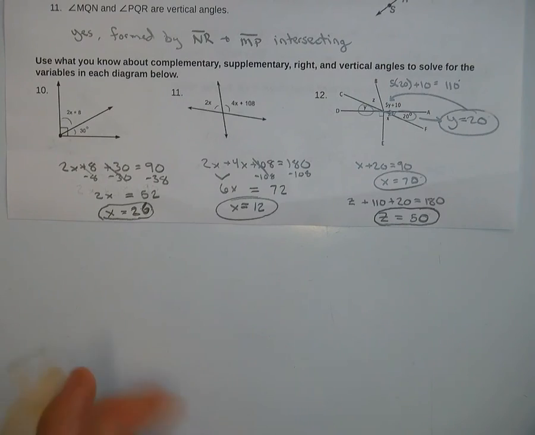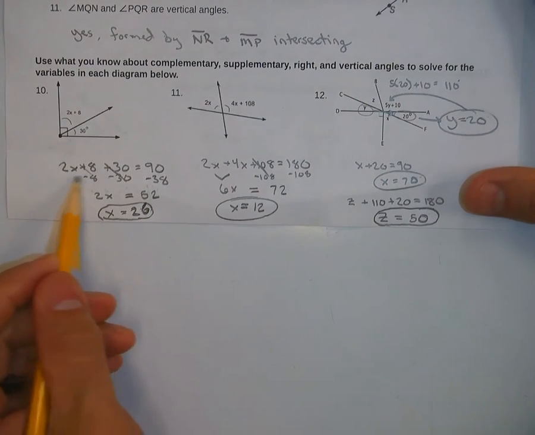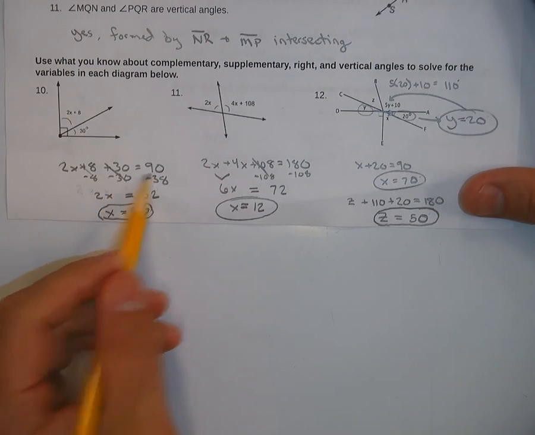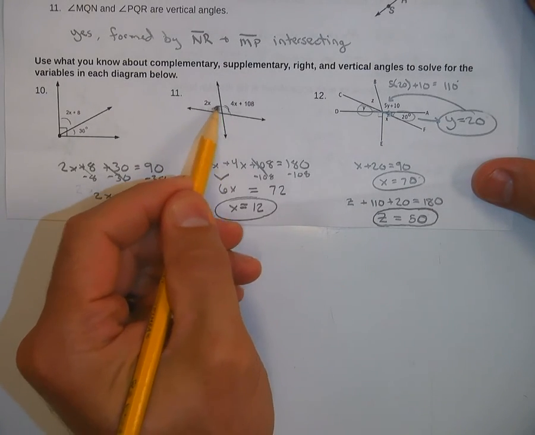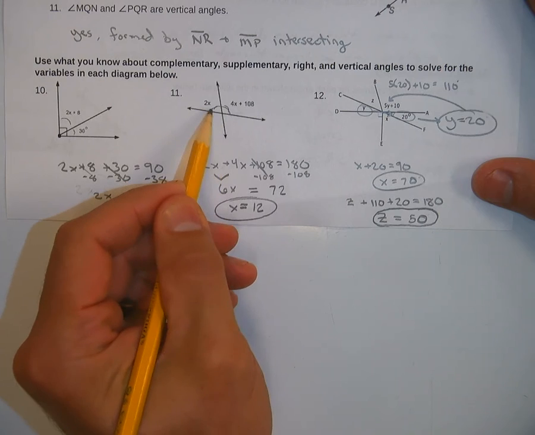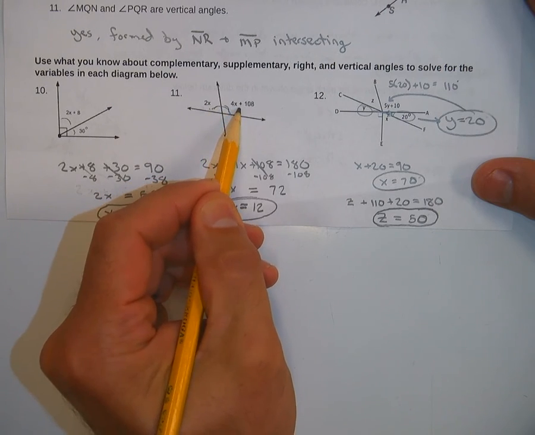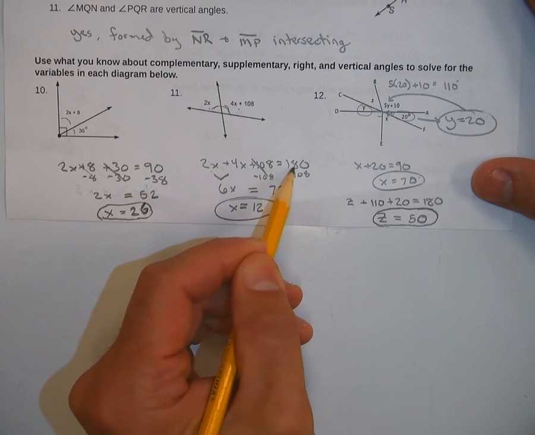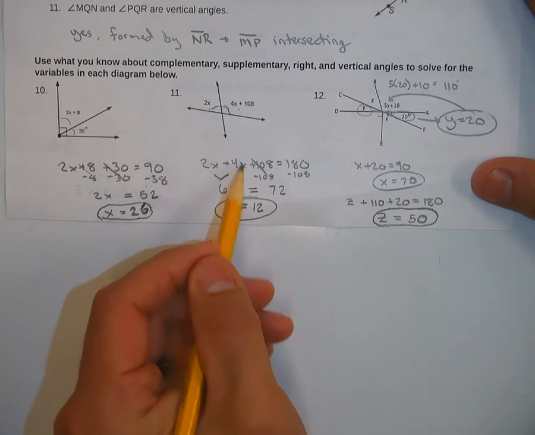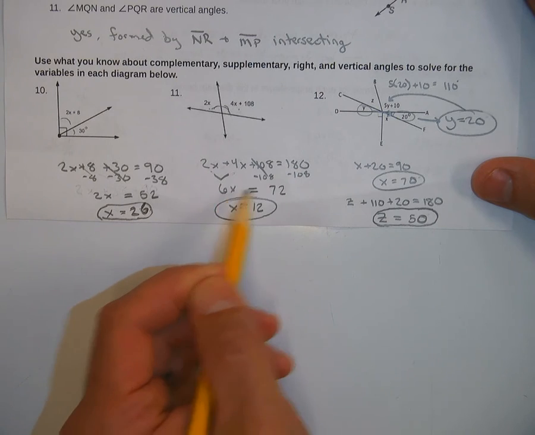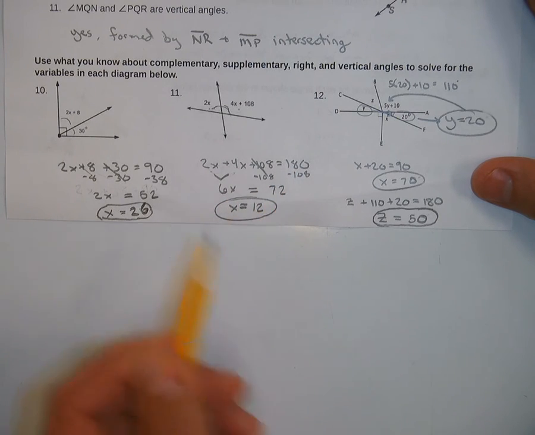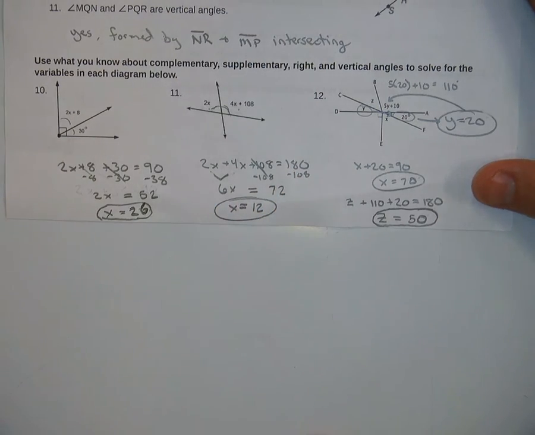All right, I went back through and rewrote that a little neater. So you can see the 2x plus 8 plus 30 equals 90, solved out for 26. Over here, this is a linear pair. So this adds up to 180. So this stuff, this plus this has to equal 180. So I subtract the 108 and I put the variables together. So I have 6x equals 72, 180 minus 108. Divide by 6, x would be 12.